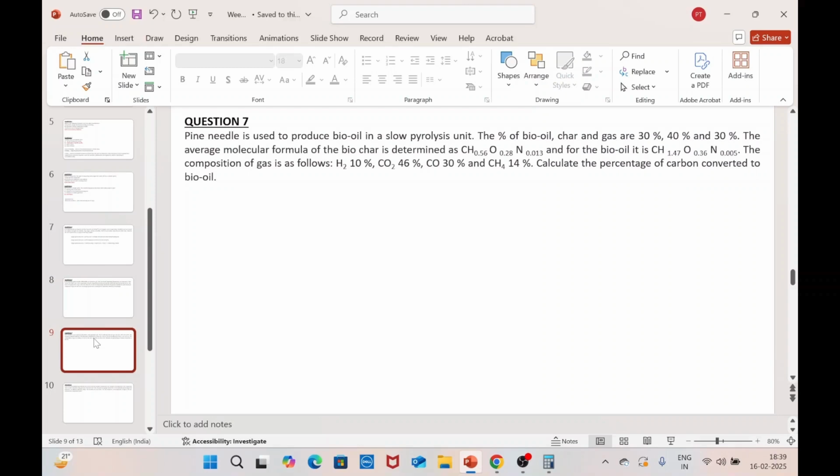A pine needle is used to produce bio oil in a slow pyrolysis unit. The percentages of bio oil, char, and gas are 30%, 40%, and 30%. Average molecular formula of biochar is given as CH 0.56, oxygen as 0.28, and nitrogen as 0.013. For the bio oil, it is C H 1.47, oxygen as 0.36, and nitrogen as 0.005. Composition of the gas generated from the pyrolysis unit is: hydrogen gas 10, carbon dioxide 46, carbon monoxide 30, and methane 14 percentage. We are supposed to calculate the percentage of the carbon converted to bio oil.